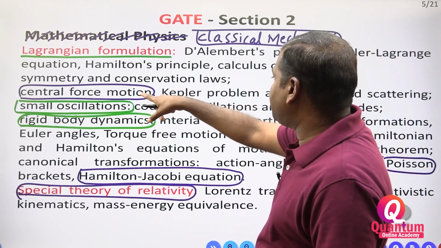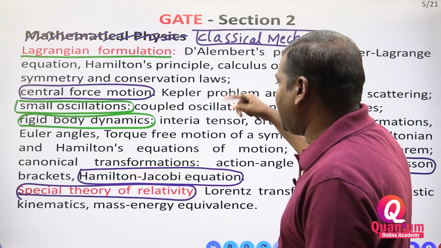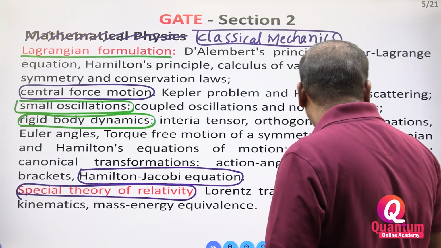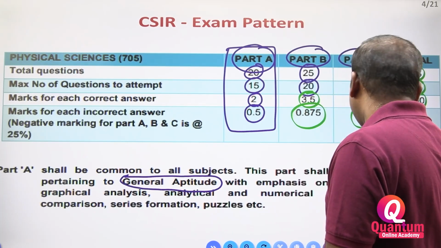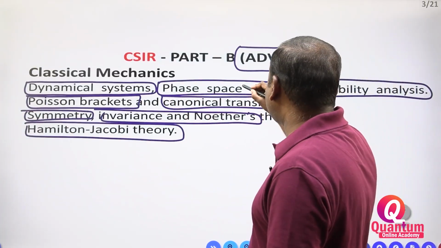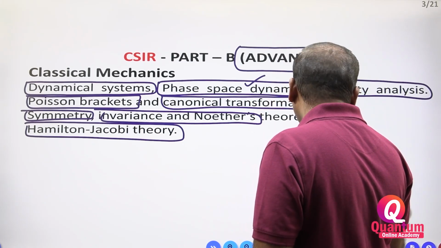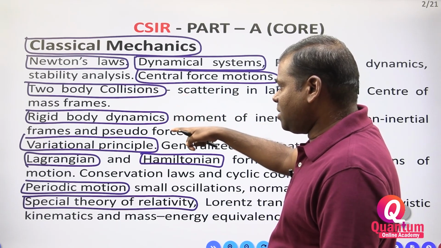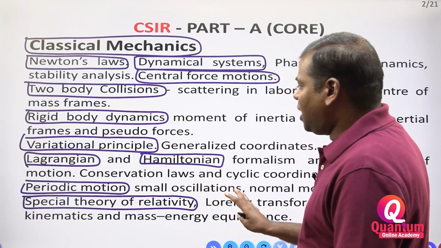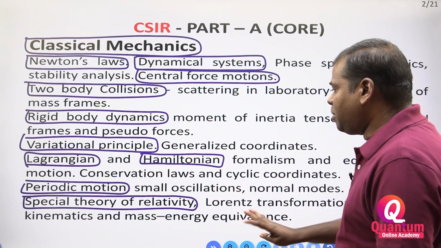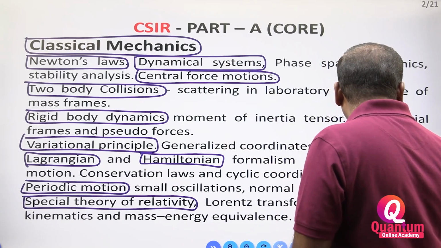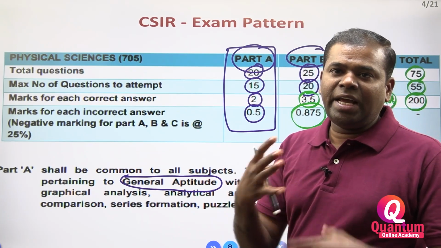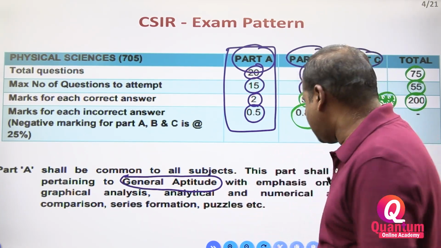But from symmetry and conservation laws, and from dynamical systems, we get questions in GATE also. From this part also questions are coming in the GATE examination, right? The rest is all there: two-body collision, rigid body dynamics, Lagrangian and Hamiltonian formalism, periodic motion, special theory of relativity. Every syllabus topic is covered except symmetry, invariance and Noether's theorem, right?